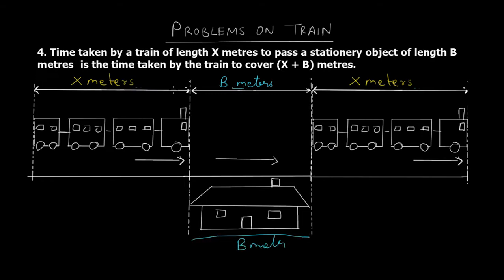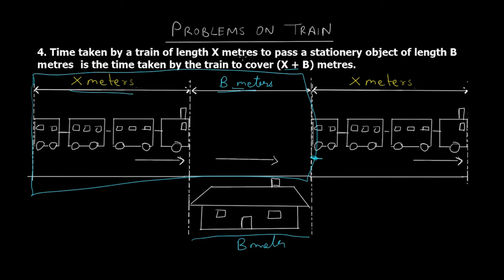You can see over here, and the train's length is x meters. So in order to completely pass this entire distance, the train has to cover x plus b meters. That means when the train is going to be at this point, it has passed x meters plus b meters.